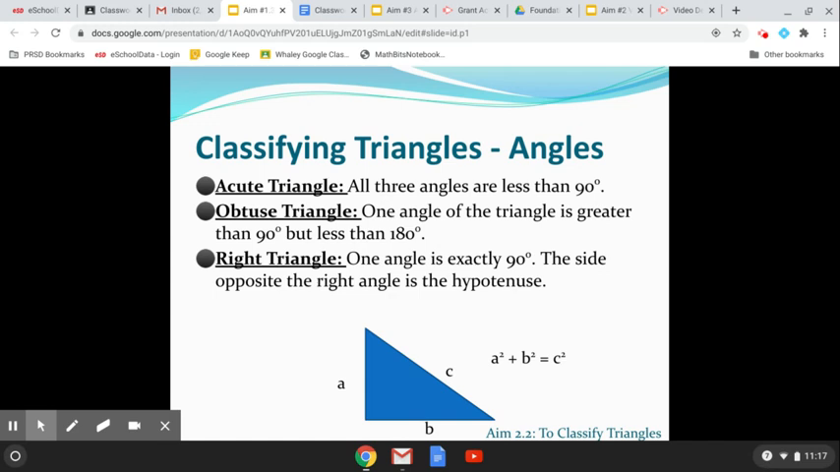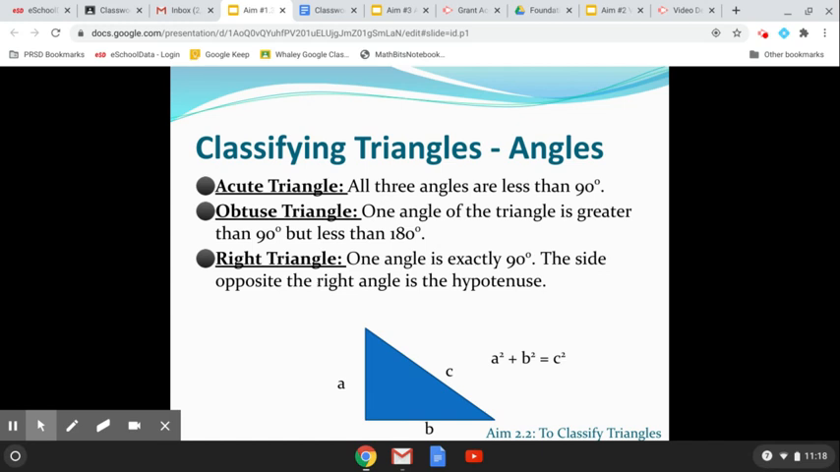30, 80, and 70. Okay, a 30-degree angle, an 80-degree angle, and a 70-degree angle on a triangle would be considered an acute triangle because all the angles are less than 90 degrees.